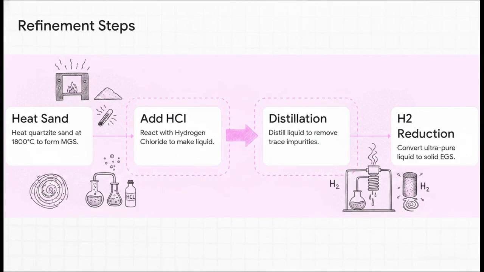It's a highly complex chemical recipe where we strip away the chaos by boiling and distilling at extreme temperatures. First, we take that sand and blast it in an 1800 degrees Celsius furnace with carbon, just to strip away the oxygen. Then, we react that solid silicon with hydrogen chloride gas at high temperatures to create a liquid compound called trichlorosilane. Now, why a liquid? Well, at room temperature, liquids can be intensely distilled to boil off trace impurities. Finally, through a process of hydrogen reduction, we convert that ultra-pure liquid right back into solid electronic-grade silicon.